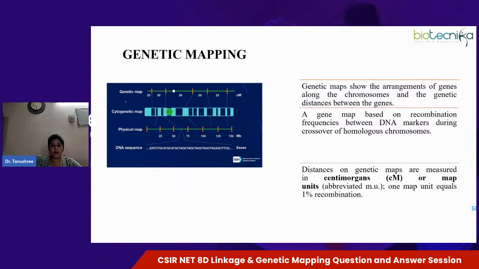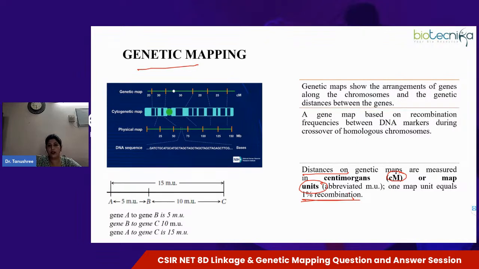This is what I was telling you, that we can plot the map in two ways, physical map and genetic map. A genetic map determines the arrangement and location of the genes on the chromosome, and it is plotted by calculating recombination frequencies. As I told you, distances on genetic maps are measured in centimorgan or map unit, where one map unit is equal to 1% recombination. Here also some parental genotype and double crossover is given. So the question arises: how are you going to find out the gene order?